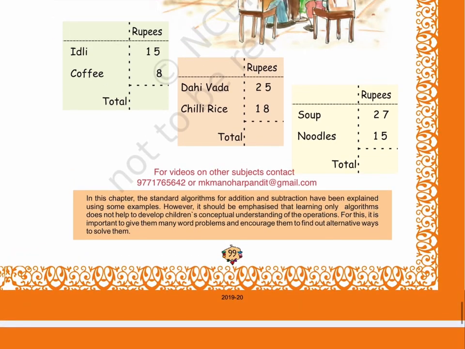Footnote. In this chapter, the standard algorithms for addition and subtraction have been explained using some examples. However, it should be emphasized that learning only algorithms does not help to develop children's conceptual understanding of these operations. For this, it is important to give them many word problems and encourage them to find out alternative ways to solve them.